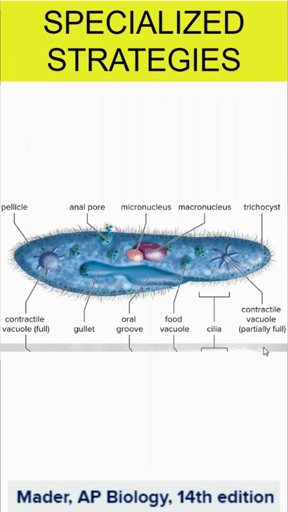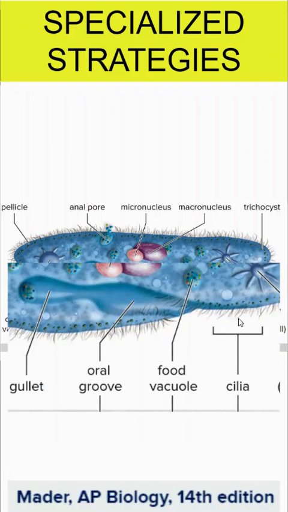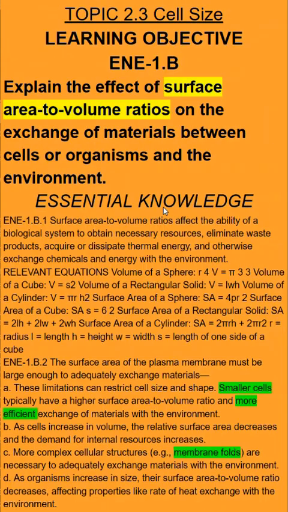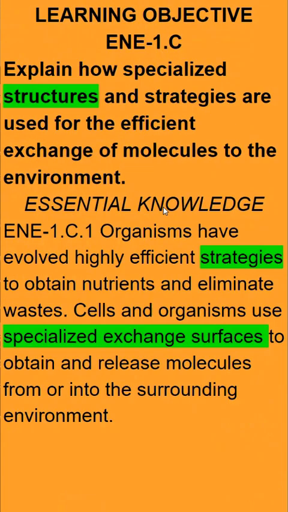There are also specialized strategies for different things like paramecium, single-celled protista. So they're surrounded by these cilia, which allow them to sweep substances and nutrients into their gullet. And as it does digestion, it can then excrete the waste through anal pores. So we can see from the surface area to volume ratio, smaller cells are more efficient, and there are specialized surfaces, strategies, and structures to efficiently obtain nutrients and eliminate waste.